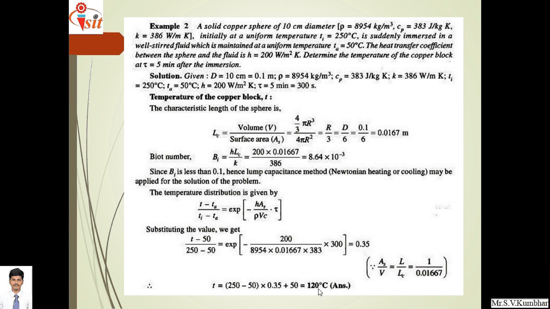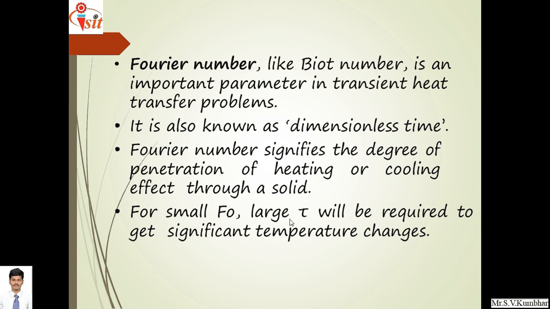So what is the important thing while solving numericals? First calculate characteristic length, after that find out Biot number. If Biot number is less than 0.1, then and only then go for this equation. If Biot number is greater than 0.1, then don't use this equation. Mention your answer like this: as Biot number is greater than 0.1, we can't use lumped heat system analysis.